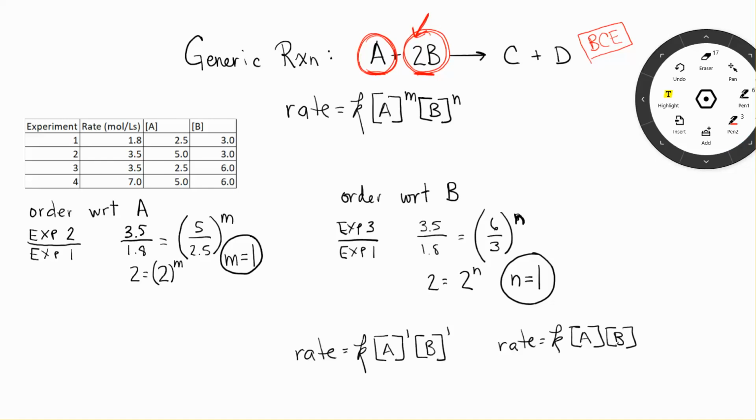And finally, one more thing. It is first order with respect to A and it is first order with respect to B, but this is overall a second order reaction. You get that because N plus M equals 2, 1 plus 1 equals 2. So overall it is a bimolecular reaction. Again, where 1 molecule of A and 1 molecule of B react together in the slow step.